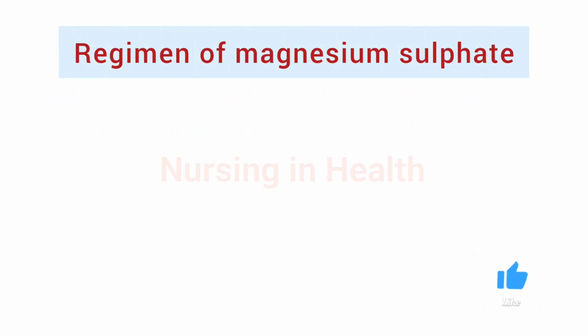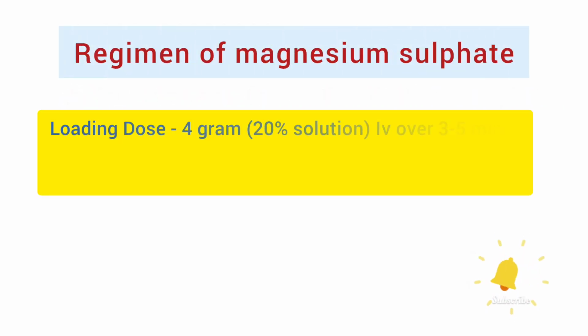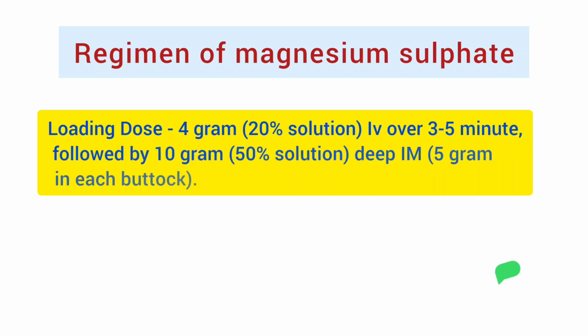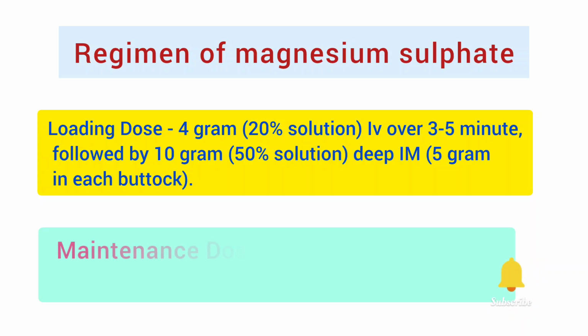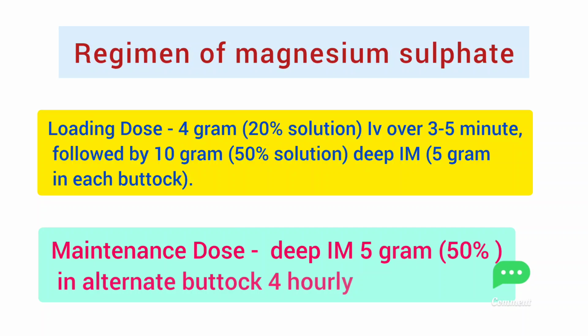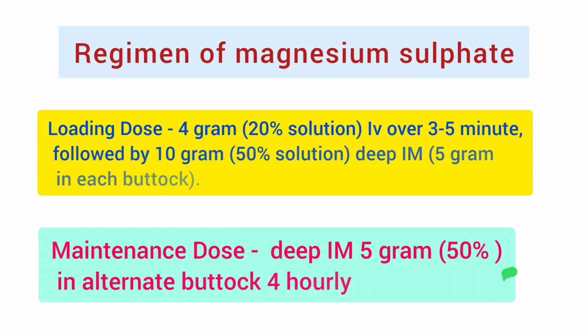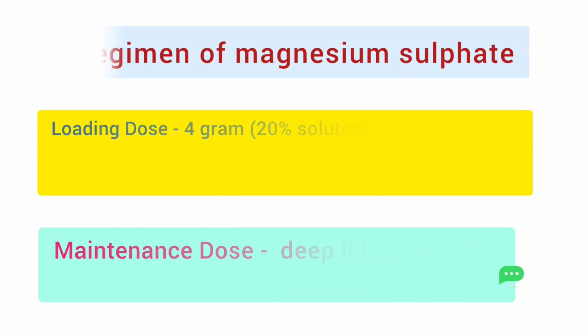Regimen of magnesium sulfate for management of severe preeclampsia and eclampsia. Loading dose: 4 gram 20% solution IV over 3 to 5 minutes and deep IM 5 gram in each buttock. Next, 4-hour interval maintenance dose: 5 gram 50% solution IM 4 hourly in alternate buttocks.